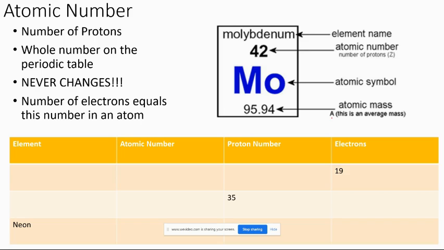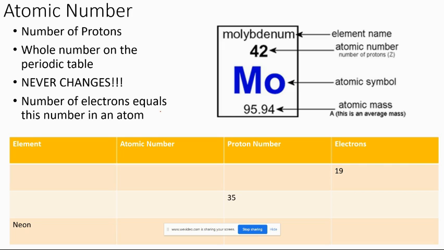The atomic mass then is an average mass based on the number of isotopes and how many are out there. And we're going to talk about how to calculate that in a couple minutes. So atomic number is the number of protons. That's this guy. So if we wanted to know the proton number for any of these elements, we would look at the atomic number, and that would give it to us. That atomic number does not change. We cannot change that number unless we go through some sort of nuclear reaction.